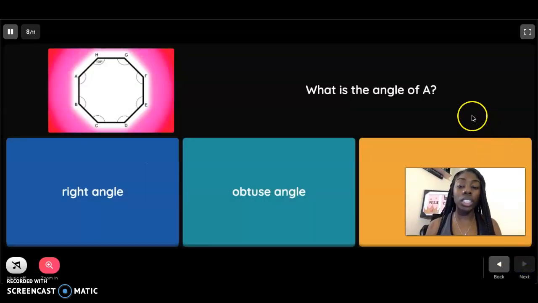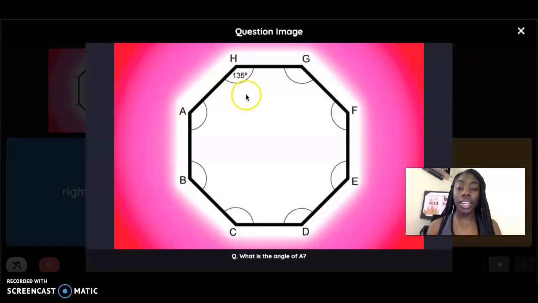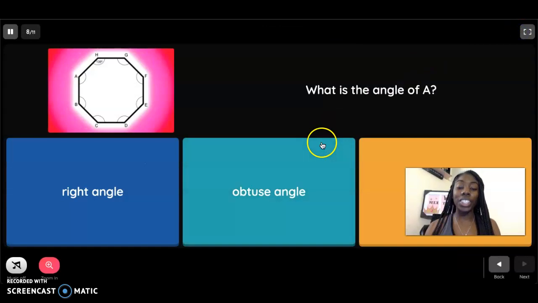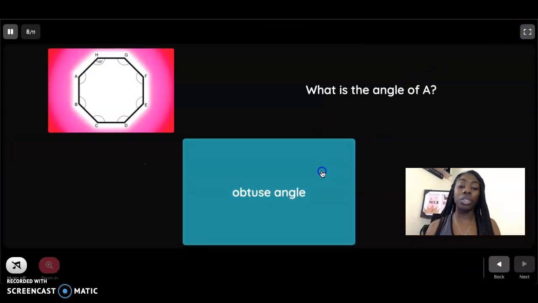So when we look at this image as well, it's asking us for the angle of A. If we know that H is 135 degrees, and all of these angles are congruent, all of these angles are the same, that means A is also going to be 135 degrees. So in this case, this angle is an obtuse angle.